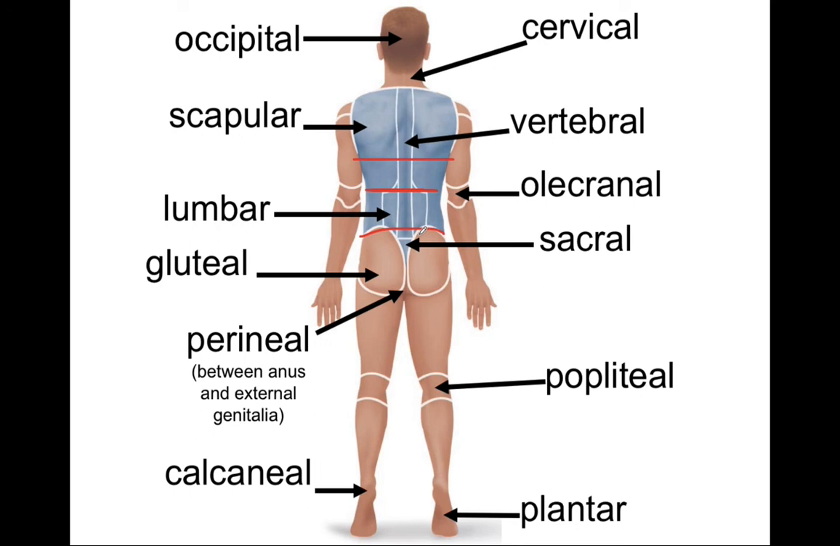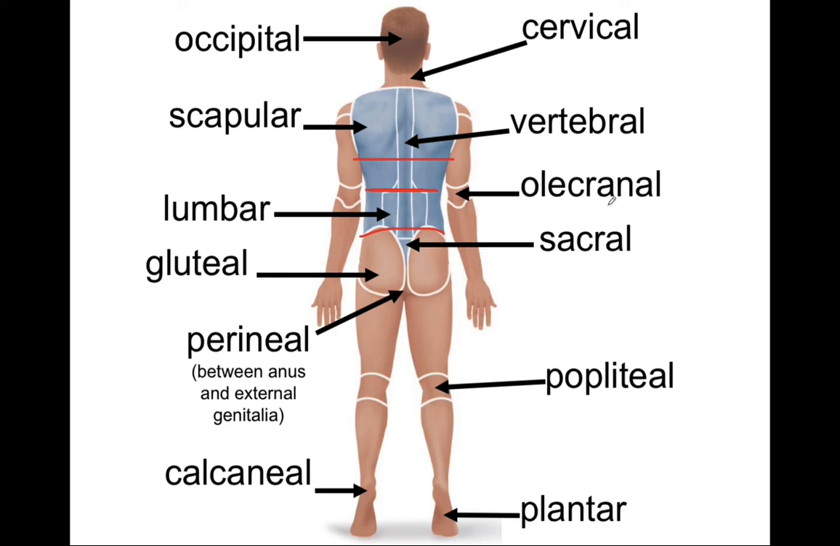Some more specialized regions that we have are the olecranal region, the popliteal region, the perineal region, the calcaneal region, and the plantar region. The olecranal region includes the posterior part of the elbow. This is on the opposite side as the antecubital region. We call this the olecranal region because the bone that's found in this part of the arm is known as the ulna, and it contains a large bone process known as the olecranon process. And it is the olecranon process that's often referred to as the funny bone.